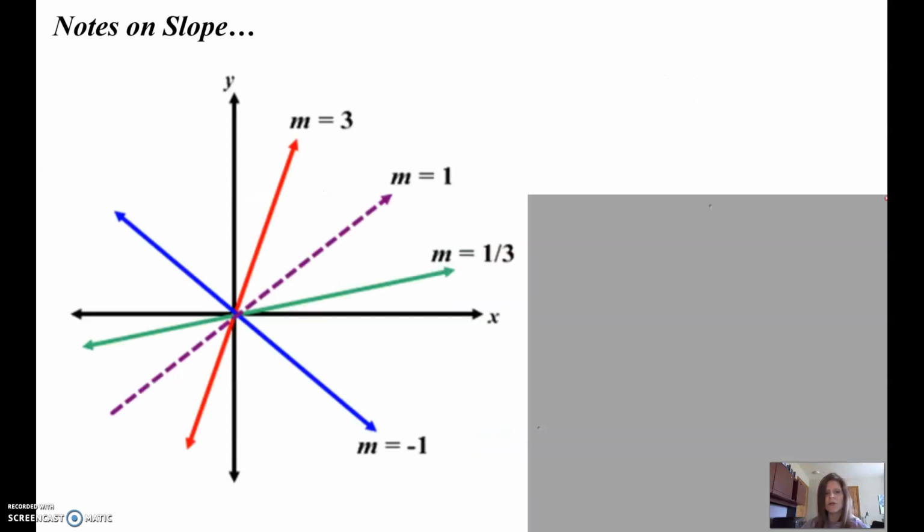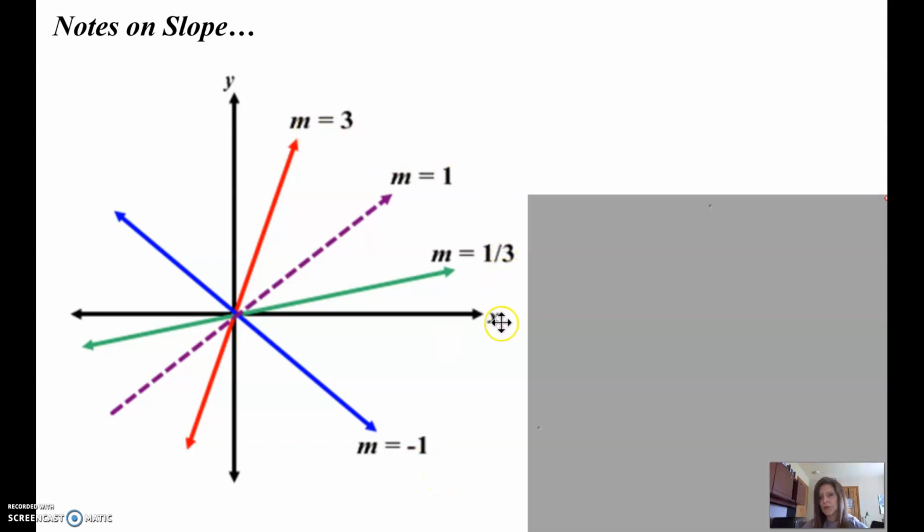All right, let's take a look at some different kinds of slope and see if we can generalize what slope is telling us. So in this picture, I have this red line, m equals 3. It's pretty steep upwards. Then I have a dotted purple line, m equals 1. It's about splitting through the middle of the coordinates of that quadrant, right in the middle, 45-degree line. And then I have m equals 1/3, this green line that's almost flat. Then I have this blue line that's actually going down, and it has m equals -1.